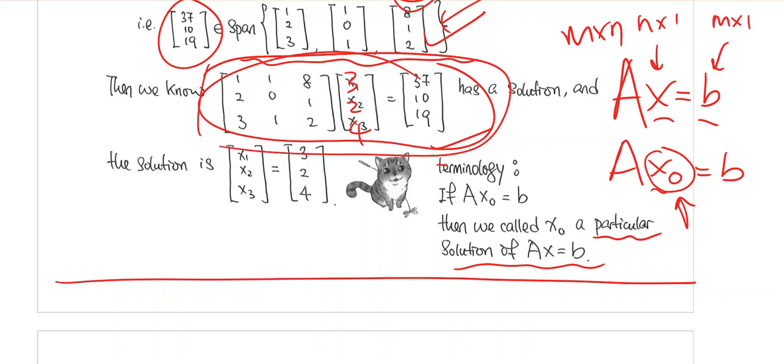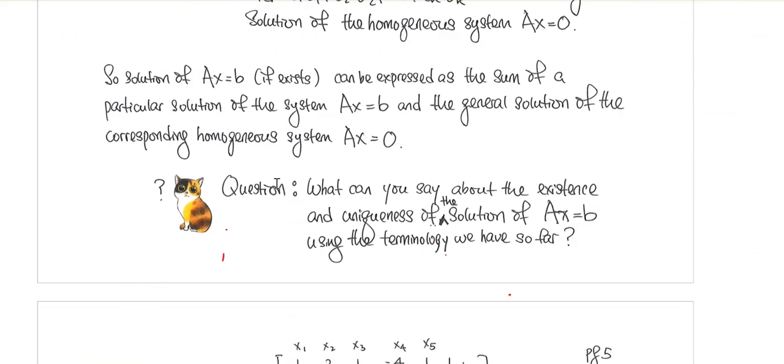So let's say you found a solution, then that solution is called a particular solution of AX equal to B. This is terminology. We haven't talked about anything yet. This is terminology to get into the next theorem. Okay, let's do more examples then.